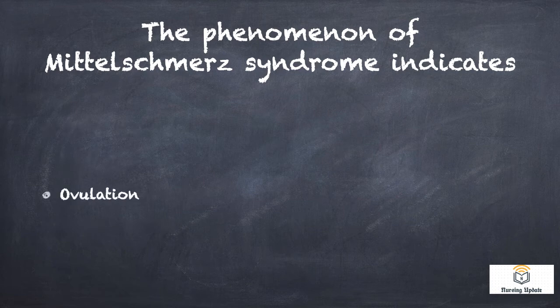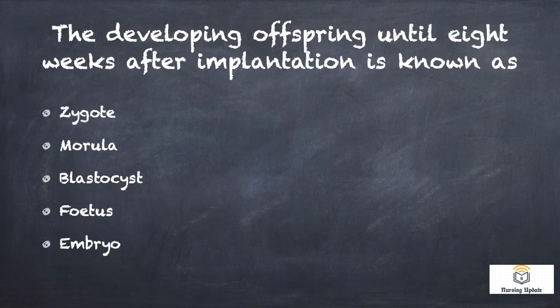ovulation. I have already explained what ovulation is in my previous video. If you didn't watch, I will share the link in my description, or else you can search on our channel for the OBG part 1 MCQs. You can see what ovulation is. I have explained that the ovulation process is known as Mittelschmerz syndrome. Remember this, Mittelschmerz syndrome means ovulation.